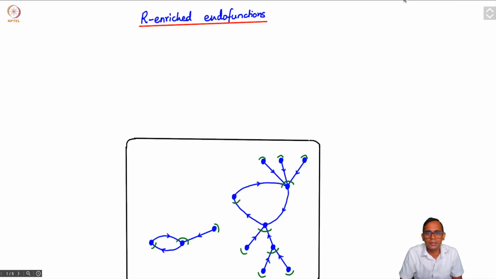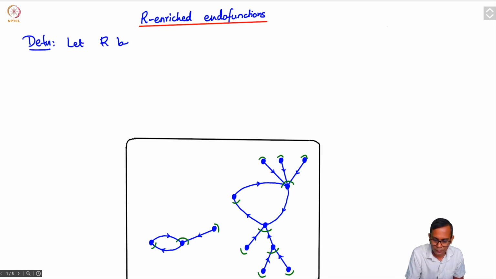In the last lecture, we studied R-enriched trees. In this lecture, I am going to introduce the notion of an R-enriched endofunction. This will be very helpful in proving in the next lecture the Lagrange inversion formula. So what is an R-enriched endofunction? As before, let R be a species of structures.